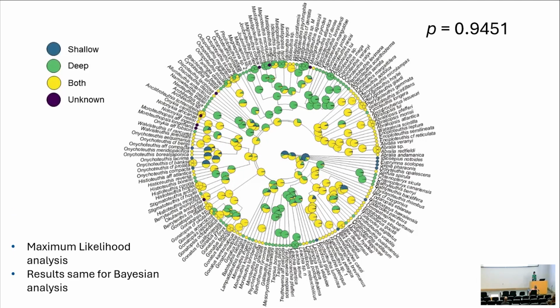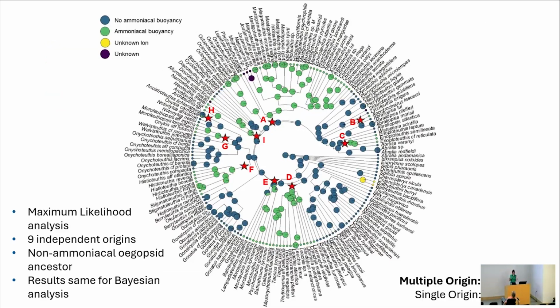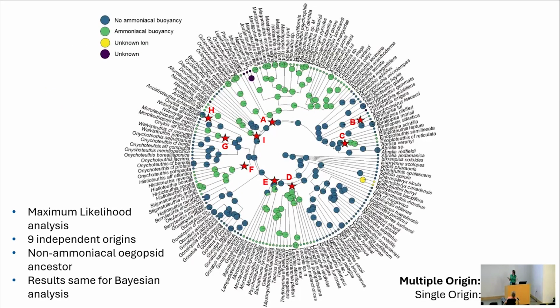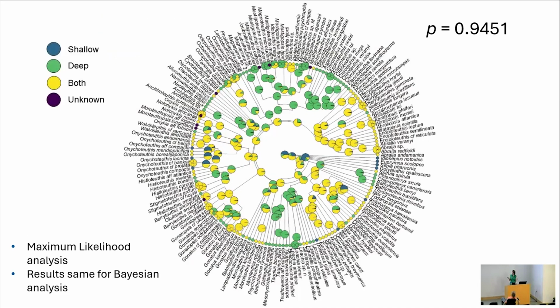Now we're going to look at our depth tree. In this case, this is also the maximum likelihood analysis. Results, again, are the same for the Bayesian analysis. And although we can see it visually correlates, right? You can see there's a large green clade of ammoniacal buoyancy here. There's a large green clade of deep right here. Same with this down here and over here. However, the p-value for our phylogenetic GLM was 0.9. So this is not a significant correlation.